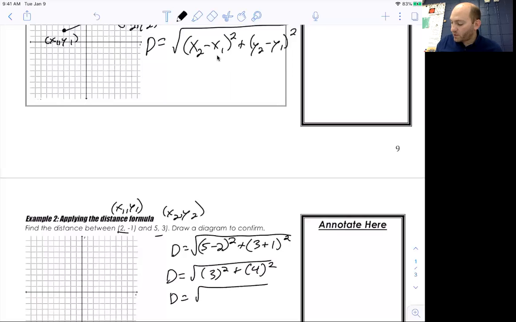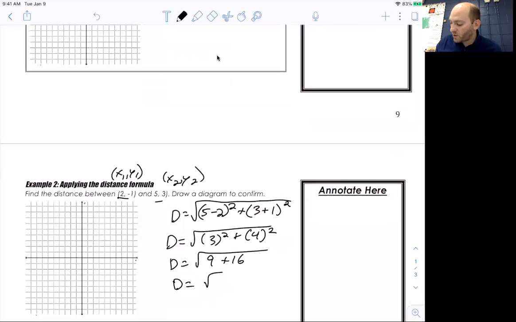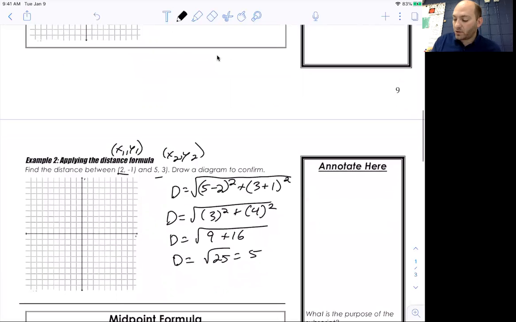So that's going to be the square root of 9 plus 16, which turns into the square root of 25, which is 5. I have an exact answer of 5. I don't have to worry about any decimals here. All right, so now I'm going to go ahead and look at drawing on the graph to confirm.